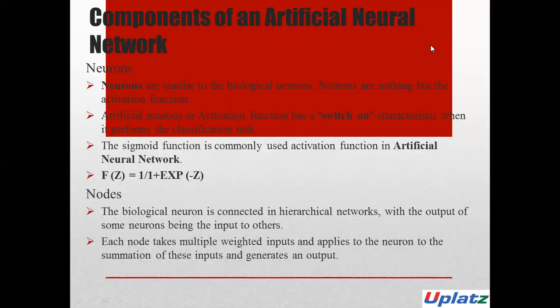Then we have nodes. The biological neuron is connected in hierarchical networks, with the output of some neurons being the input to others. These networks are represented as a connected layer of nodes. Each node takes multiple weighted inputs and applies the neuron to the summation of these inputs and generates an output.